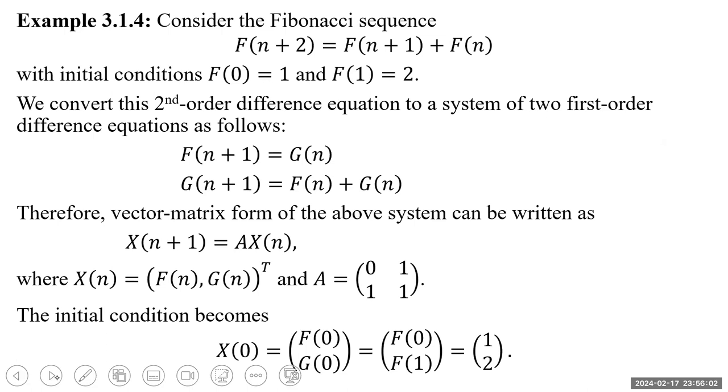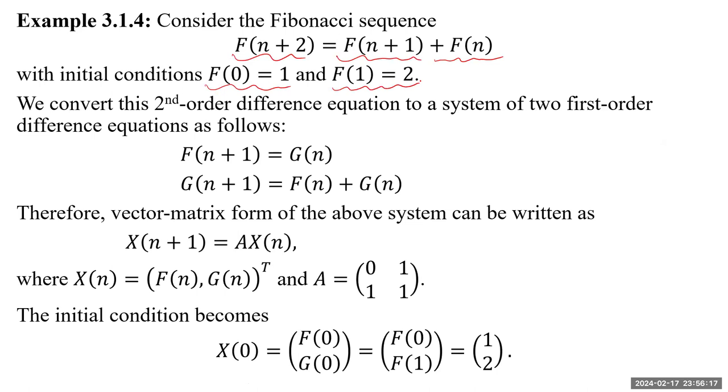So see the well-known Fibonacci sequence: f of n plus 2 is equal to f of n plus 1 plus f of n, with the initial conditions f of 0 is equal to 1 and f of 1 is equal to 2. So first we need to convert this into a system of first order linear difference equations. This is a second order equation, so we assume f of n plus 1 is g of n.